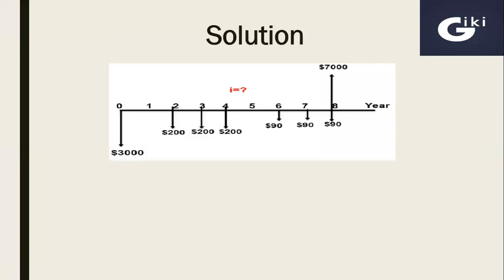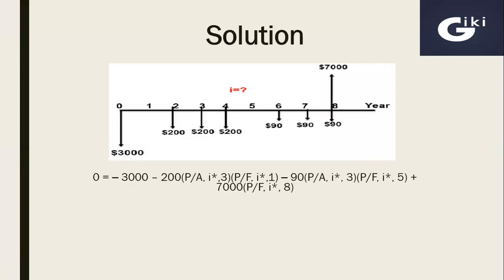Let's start with the cash flow diagram. Here is the equation. Present worth is equal to 0. So minus 3,000 at time 0, it will come as it is. And this is an annual series of payment for 3 years. So 200 P over A factor for unknown rate of interest and 3 years. So this will come at time 1 and we need to get it at time 0. That's why we use P over F factor for 1 year with unknown rate of interest.